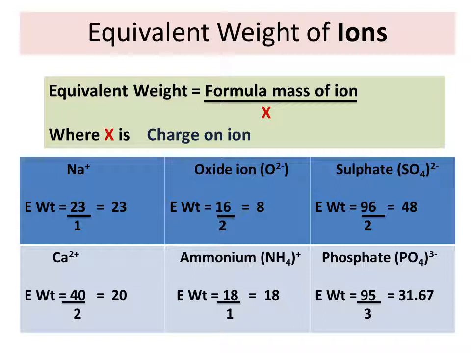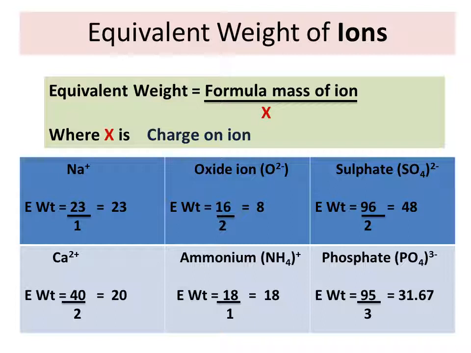So let us come to some complex ions like the sulfate ion. The sulfate ion has 2 negative charge. What is the formula for sulfate ion? SO4 2 minus. So let us calculate the formula mass of sulfate. Formula mass for sulfate is 96. Charge present on that ion is 2 minus. So 96 divided by 2, and it comes out to be 48. So sulfate ion's equivalent weight is 48.